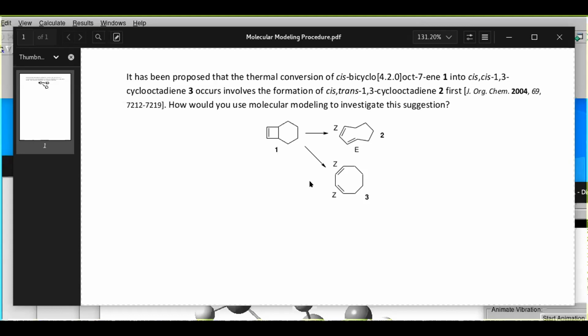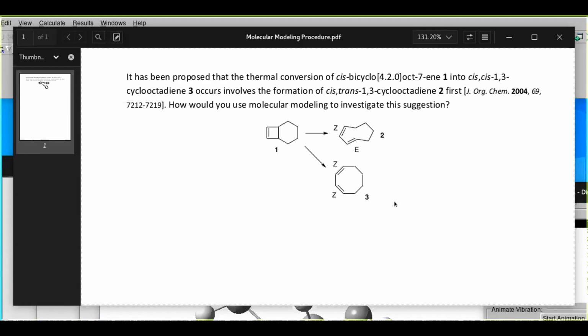Right, and so then what we've done after that is we've optimized them with a frequency analysis. We should have also optimized all the other things with a frequency analysis. And the frequency analysis means that we would have good free energy values for all of those, as well as confirming we're at a minimum, as well as the infrared spectra.